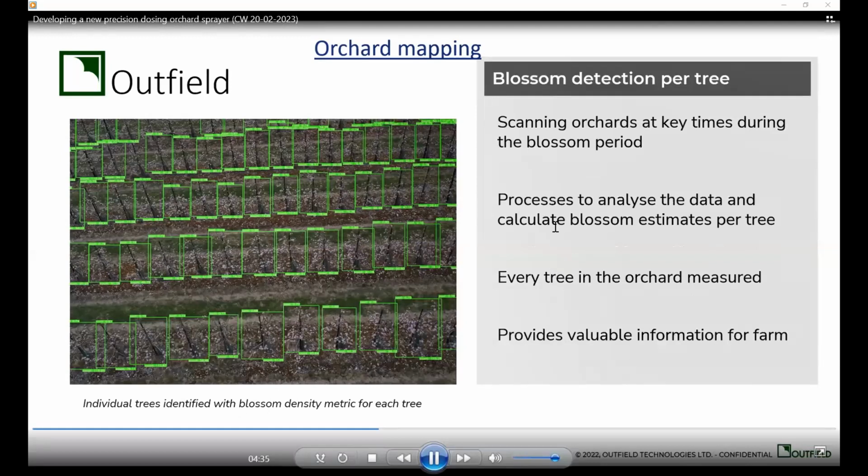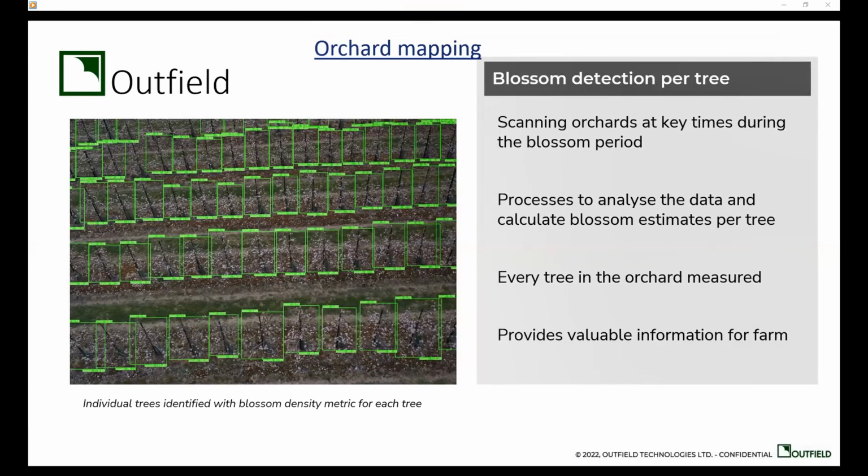Aerial images of the orchard during the blossom period are recorded using specific UAV flight paths and camera angles. This data is processed and the blossom density for each tree in the orchard is calculated along with its position. This data is highly valuable for orchard management decisions, highlighting issues and for future planning. But we can also use this type of mapped data for variable rate spraying.